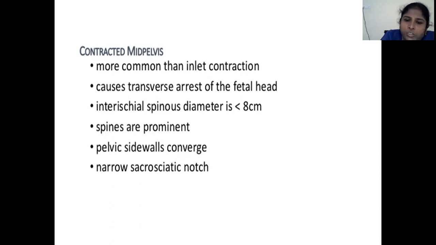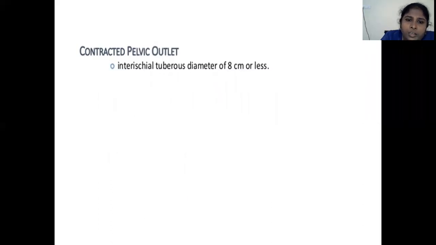If it is converging, it is difficult to come out. Then if the sacroiliac notch is narrow also, it is a contracted pelvis. Then at the pelvic outlet, the ischial tuberosities, both the sides will be there. The intertuberous diameter is taken. If it is 8 centimeters or less, then it is a contracted outlet.